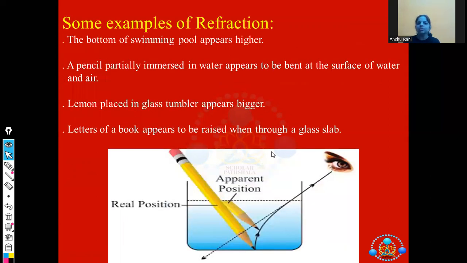Here are some examples of refraction. Bottom of swimming pool appears higher, and a pencil, when it is partially immersed in water, its position seems different. It seems like it is not straight, it is having a bent shape. Lemon, when it is placed in glass tumbler, appears bigger in size, and letters of books appear to be raised up when seen through a glass slab. Similarly, if you keep a coin in glass, it seems raised up.